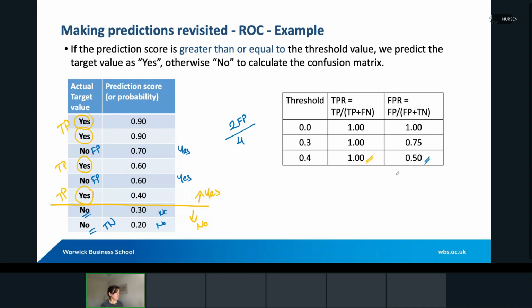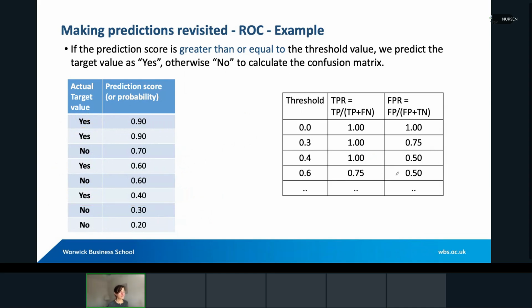Okay, so the idea is the same. As we move up, when we use 0.6, we have fewer yes predictions. Now we missed this one since we predict this as a no, but it was yes. Now we have a false negative here. So our true positive rate is going to drop, but the false positive rate will improve, which means we are making fewer false positives.